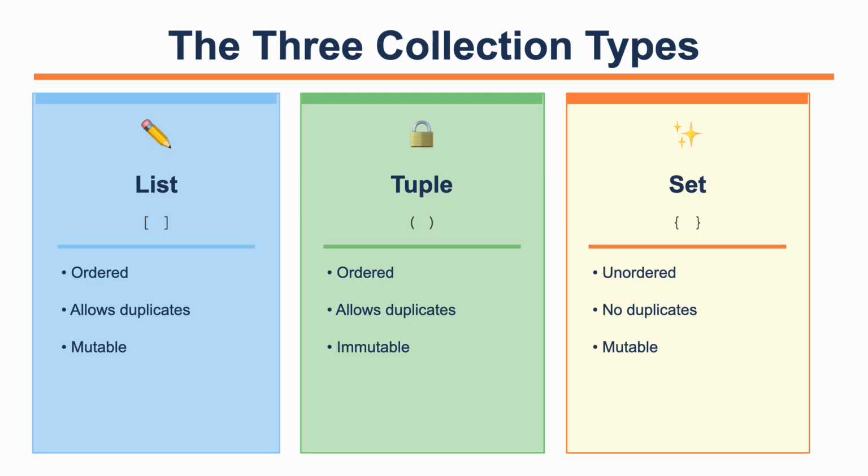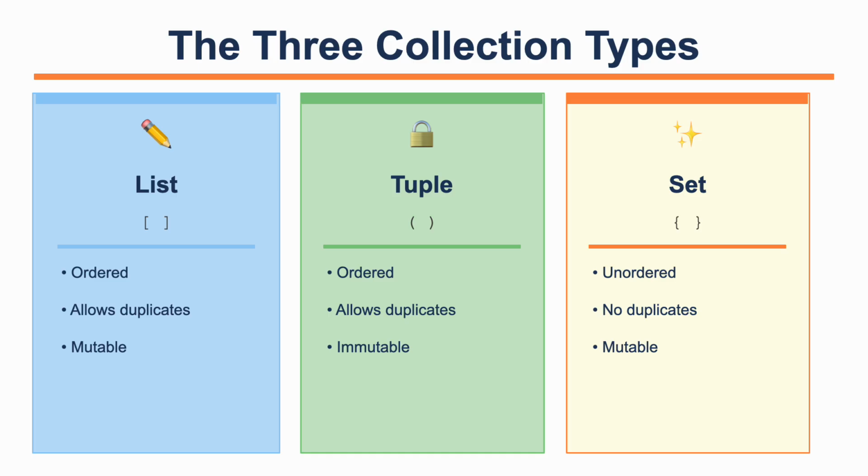Python gives you three built-in collection types. The list uses square brackets. The tuple uses round brackets. The set uses curly braces. Each one has a different set of rules, and choosing the right one depends on what you need your data to do.